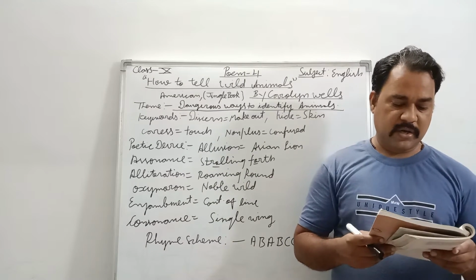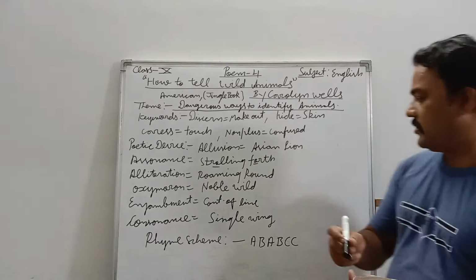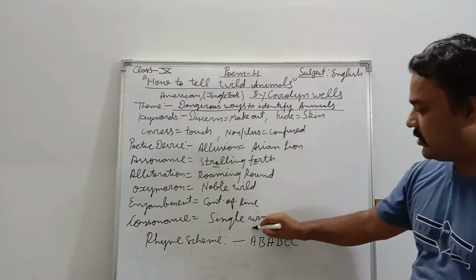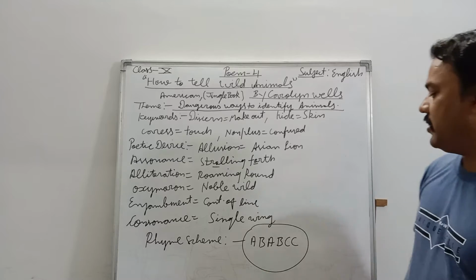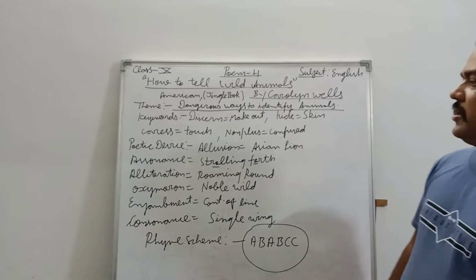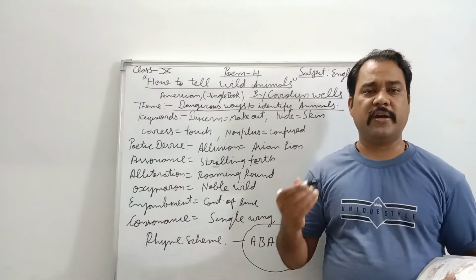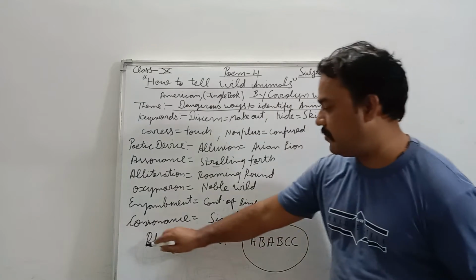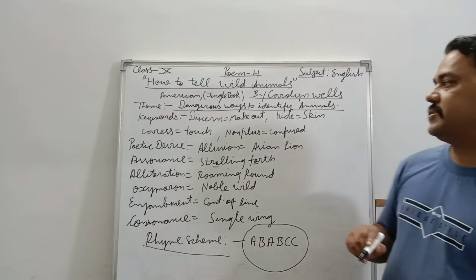If we talk about the rhyming scheme, in all the stanzas the poem follows one rhyming scheme, that is A B A B C C.